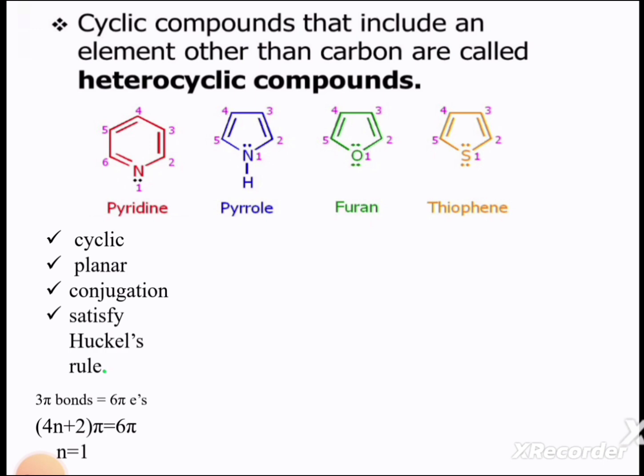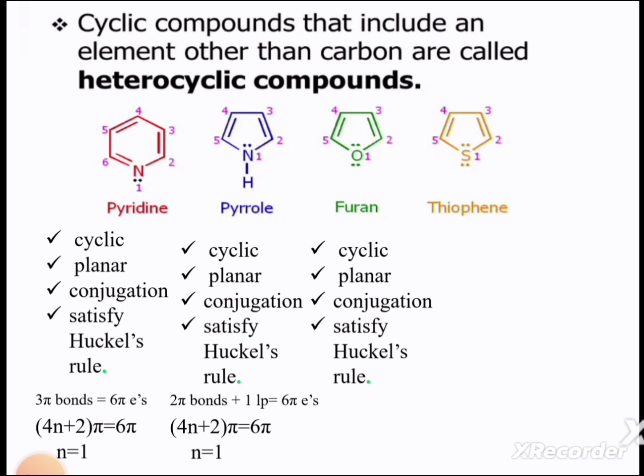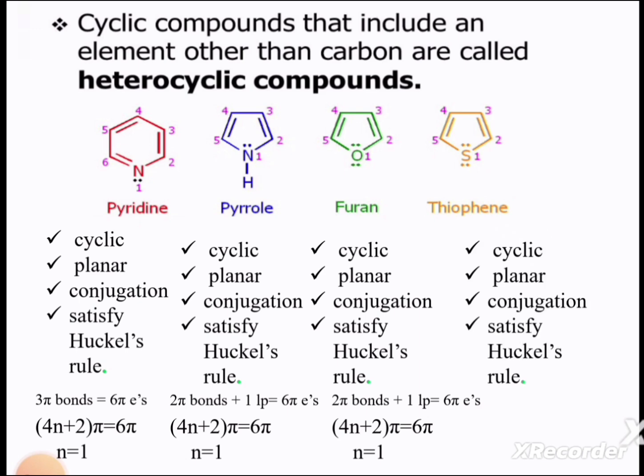In case of pyrrole, this is cyclic, planar, conjugated and it satisfies Huckel's rule. The total number of 2 pi bonds is 4 pi electrons, 1 lone pair, 2 pi electrons, total 6 pi electrons, 4n + 2 = 6, n value 1. Similarly, furan is also cyclic, planar, conjugated and satisfies Huckel's rule. Having 2 pi bonds, 1 lone pair, total 6 pi electrons, value of n is 1. Similarly, we can justify that thiophene is also an aromatic compound.